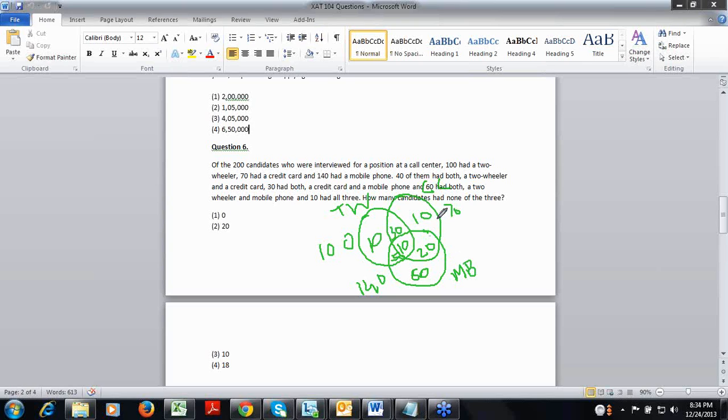So how much is total? 30, 10, 10, 50, 50 and 10, 60, 20, 80, 140, 140 and 50, 190. So total in the Venn diagram we get 190, and the total number of candidates interviewed were 200. So how many are left? 200 minus 190. So it is 10. We have an option of 10. Yes, we have option number 3. We'll go ahead and mark option number 3.